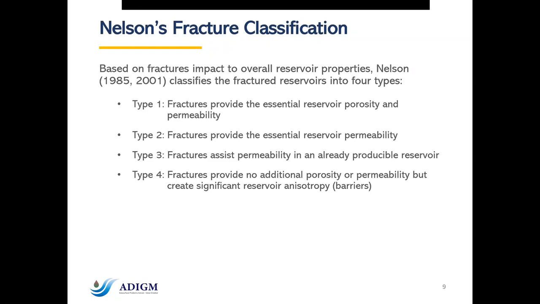And the last one is type 4 fractures, where the fractures provide no additional porosity or permeability, but instead create a significant reservoir anisotropy or barrier. So in this type 4 fracture reservoir, the fracture itself is usually a closed fracture. It is either a deformation band or a fracture with mineralization in the aperture. So it doesn't have any porosity or permeability. So this one is the bad guy in the reservoir production.